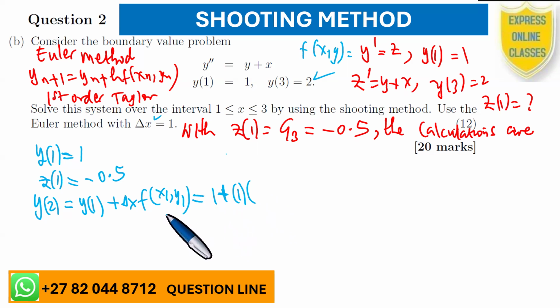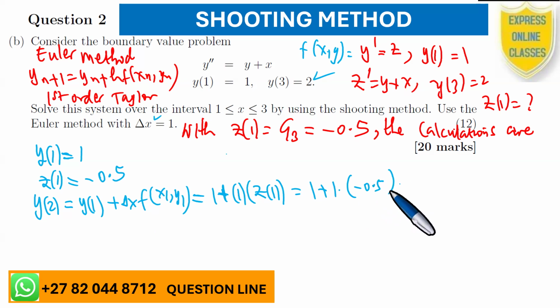And then what is f(x1, y1)? The f(x, y) is just z. But now you have z at 1. What is z at 1? It is minus 0.5. So this is 1 minus 0.5, because 1 times minus 0.5 is minus 0.5. 1 minus 0.5 is 0.5. So this is y2. This is exactly y2.